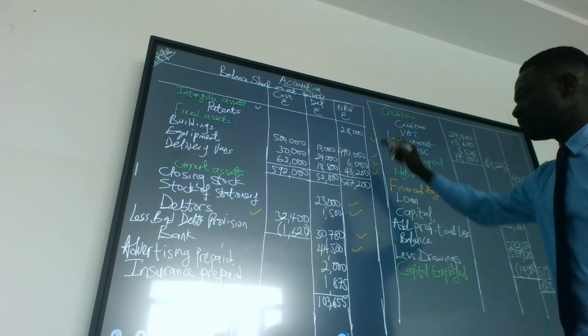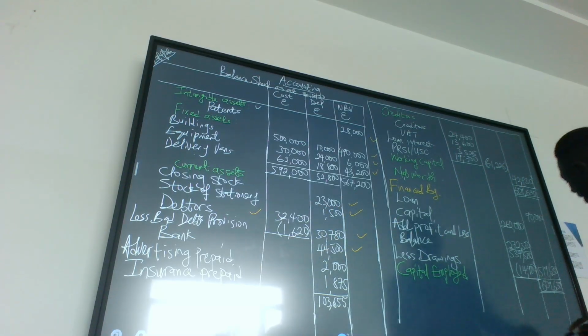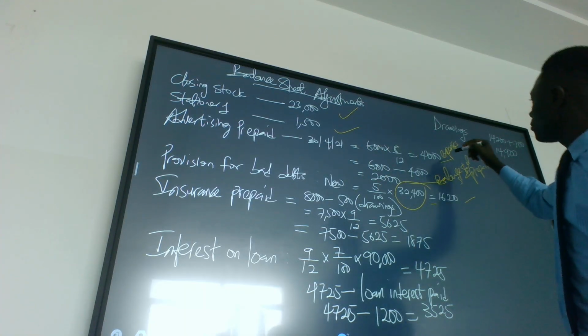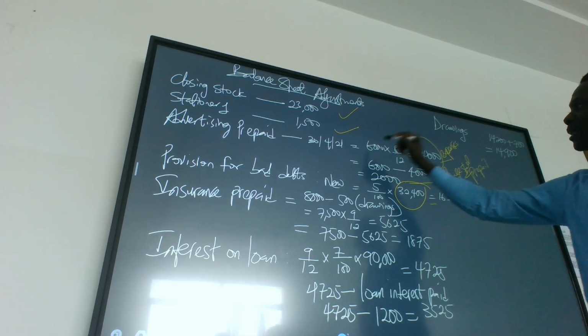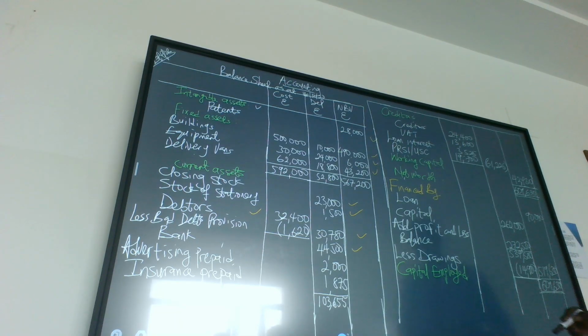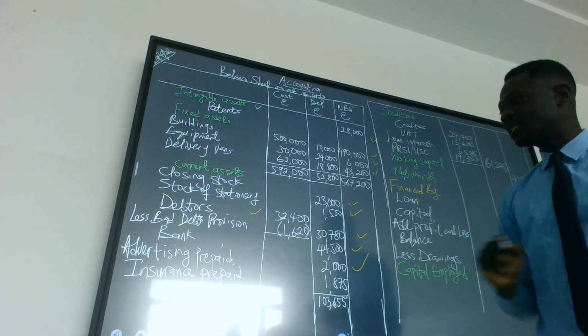No. Okay. Now, advertising prepaid. We explained it already. Look at your advertising prepaid. For advertising prepaid, for 8 months gives you 4,000. This is the expense in your profit and loss account. 6,000 minus 4,000 is the prepaid: 2,000. I think it's clear.